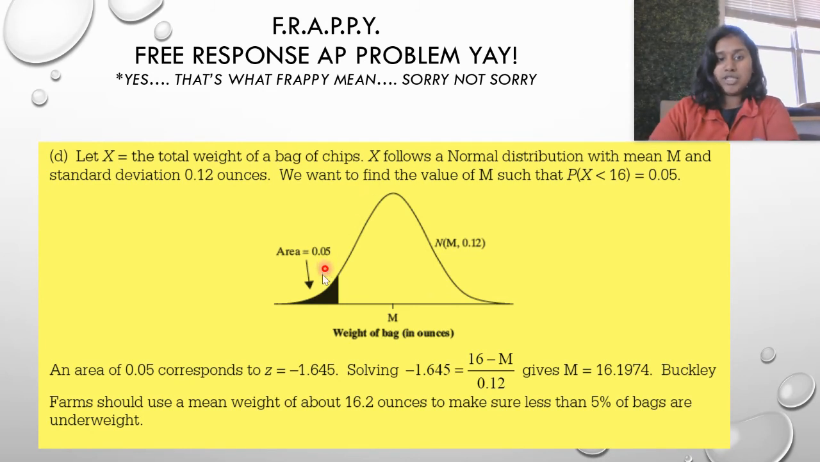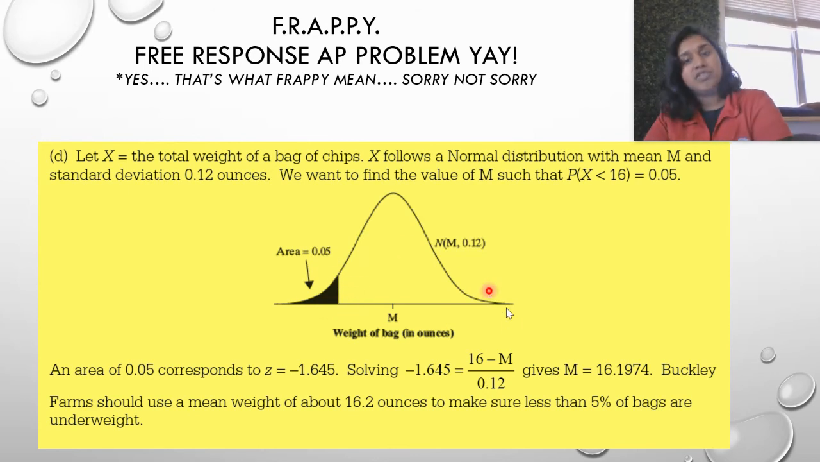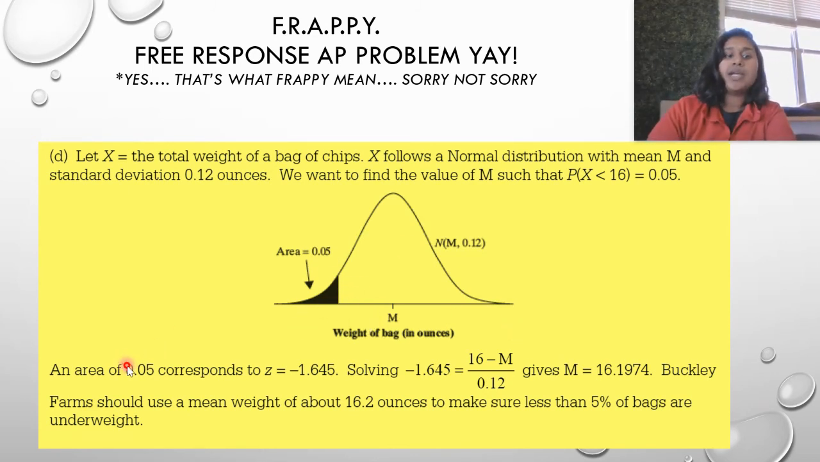So I draw out my normal distribution. I shade in the 5% I care about. And now what's the next thing I need? I need that z-score right there. So I solve backwards for a z-score. An area of 0.05 corresponds to a z-score of negative 1.645. Either I used a calculator, an online program, or I went to the table and solved backwards. It doesn't matter how you did it.